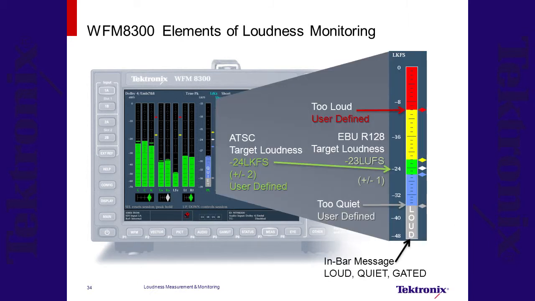When the loudness meter is enabled within the audio tile, it provides a variety of information. The white diamond on the right-hand side of the meter indicates the user-defined target loudness, which is -24 LKFS for the ATSC standard. A user-defined upper and lower range of allowed loudness is shown by the yellow and blue diamonds. For the ATSC standard, plus or minus 2 loudness units are allowed. The user can also define their own thresholds for classifications of what they consider too loud, shown by the red diamond, and what is considered too quiet, shown by the grey diamond. In-bar messages will also be displayed if gating is being performed by the loudness measurement, or if the signal is too loud or too quiet.